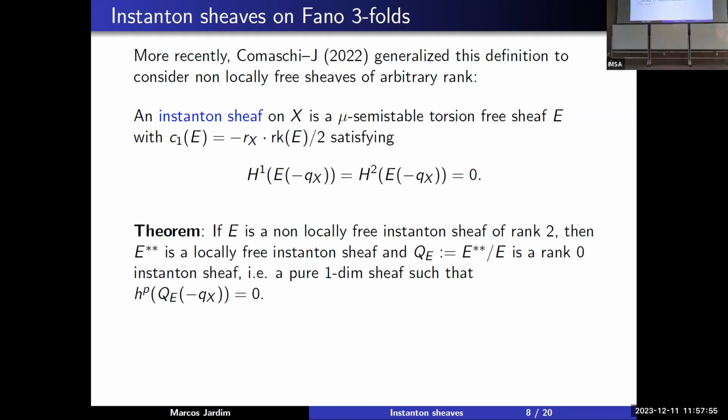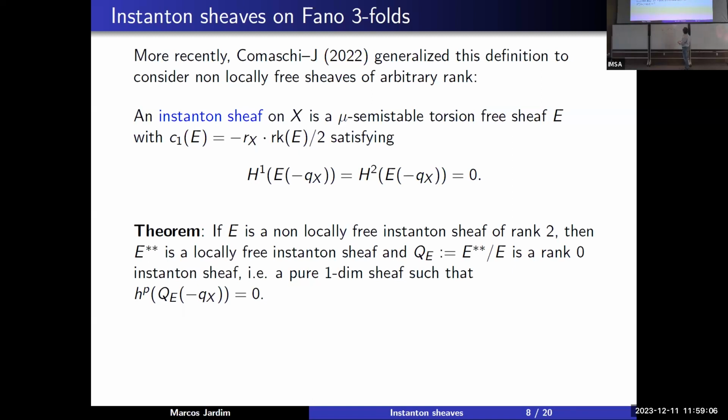And then the quotient of the double dual by the sheaf itself is a rank 0 sheaf. So in some sense, you can reconstruct every non-locally free instanton out of the locally free ones, just by making some modification along this quotient. So maybe I can write it. So you have a sequence like that. E is a subsheaf of its double dual, and this is the quotient that I'm calling Q_E. If you start with an instanton, the double dual is going to be a locally free instanton, and this is a rank 0 sheaf. Now, if you start with a locally free instanton and an epimorphism onto some rank 0 sheaf, the kernel will also be torsion free. So the torsion free instantons are always obtained and constructed in this way. That is the moral of this.